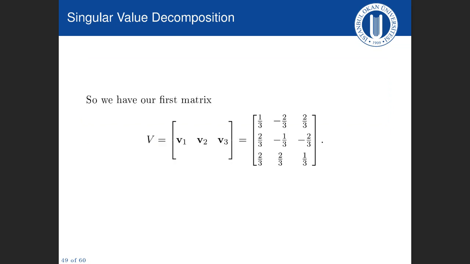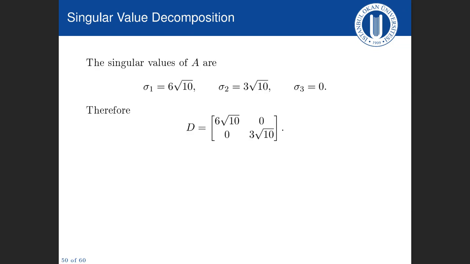So we have our first matrix. Capital V is the matrix with first column V1, second column V2, third column V3. We also need a sigma and we need a U. The singular values of A are 6 root 10, 3 root 10, and 0.